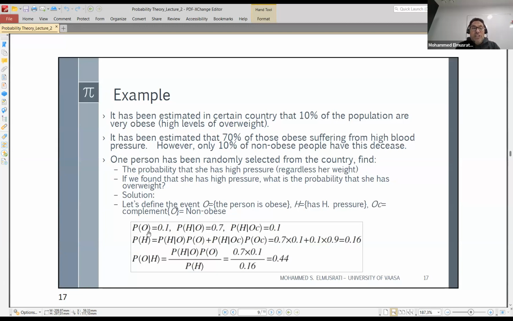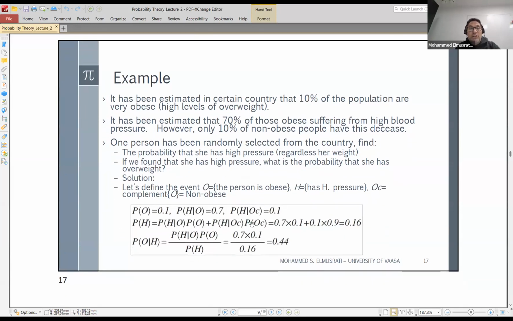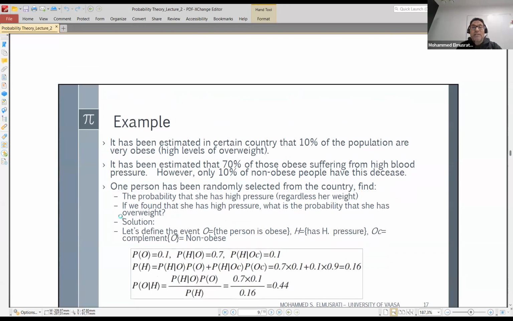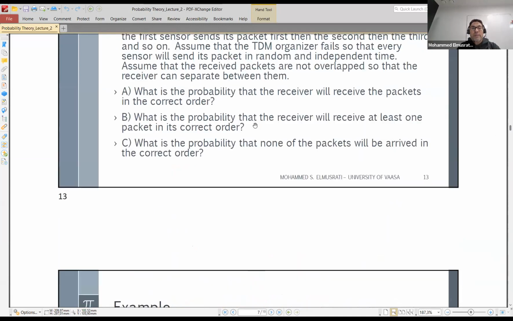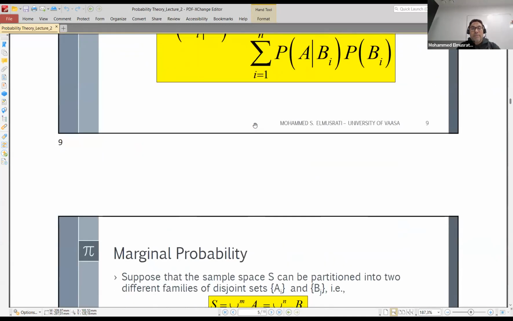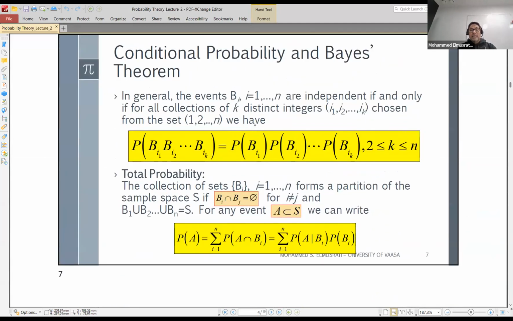So for the probability of H, we use the law of total probability, as we explained before. So the probability of H is equal to the probability of H given O times the probability of O, plus the probability of H given O complement times the probability of O complement. And this law, actually, we used this one, as you can see here, the law of total probability. This is a general way.